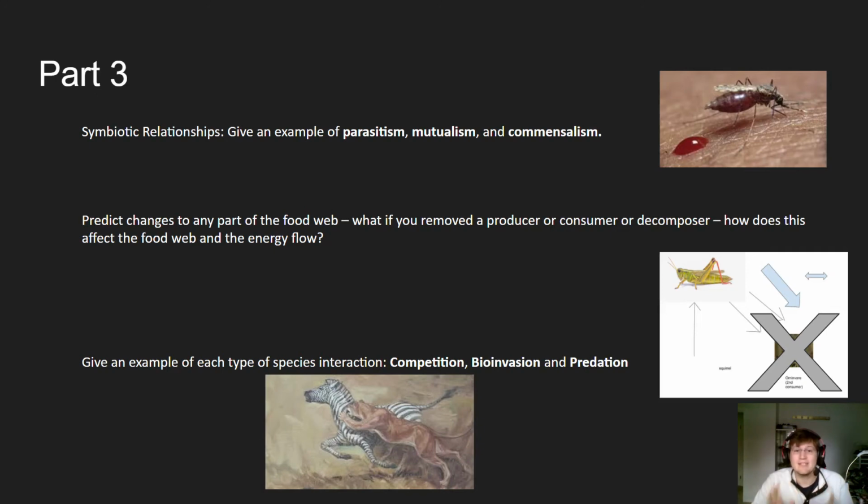Now, if you can't find examples of parasitism, mutualism, commensalism, or bioinvasion, predation, or competition in your ecosystem, and you've really struggled, you can't find them, give an example of another ecosystem for those, and just make a note of it for me. But I'm pretty sure you guys should be able to find examples of all of these in your ecosystems. But again, if not, do that.